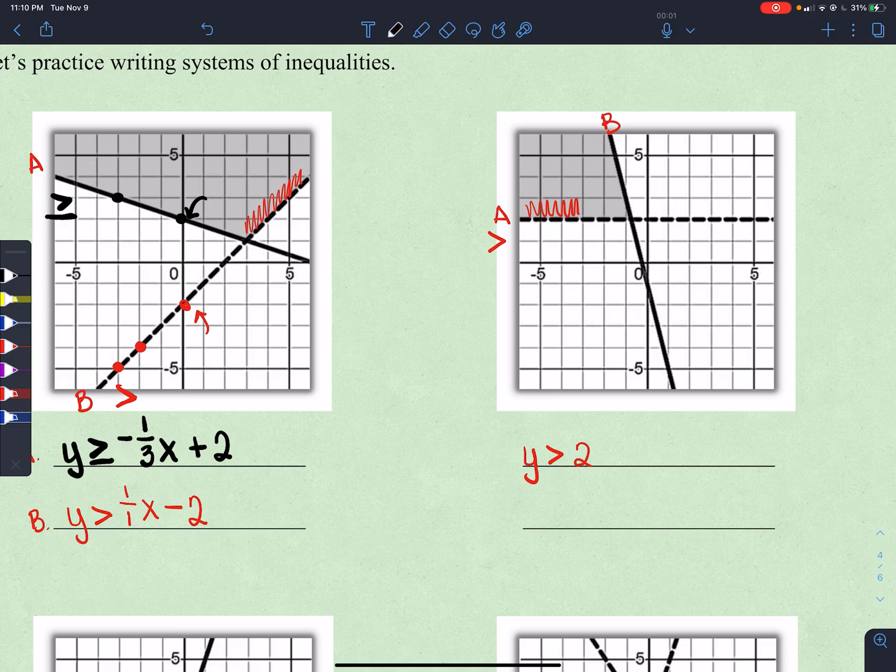Now, for the B, B is a solid line. In this case, we are shading below. So y is going to be less than or equal to. Okay, the slope of that line, I've got to pick 2 points. I'm going to go ahead and pick this one and this one. So the slope goes down 4 over 1. The y-intercept is at -1.